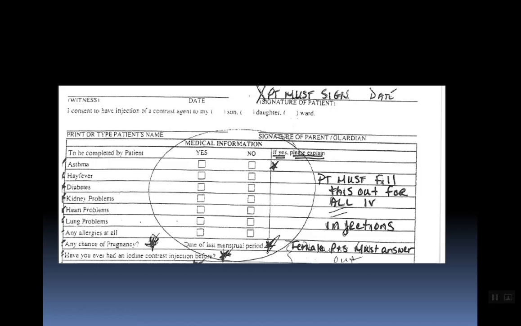Has anything ever given you anaphylaxis? Has your tongue ever swelled? Has your throat ever swelled? Have you ever had trouble breathing? What's the one food you should always ask patients? No, we don't care about shellfish anymore.